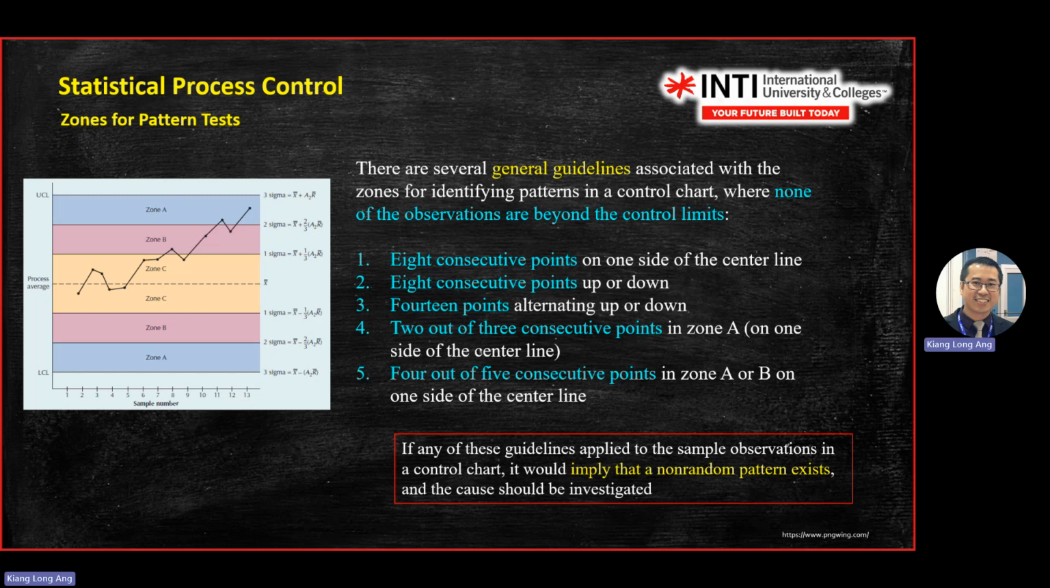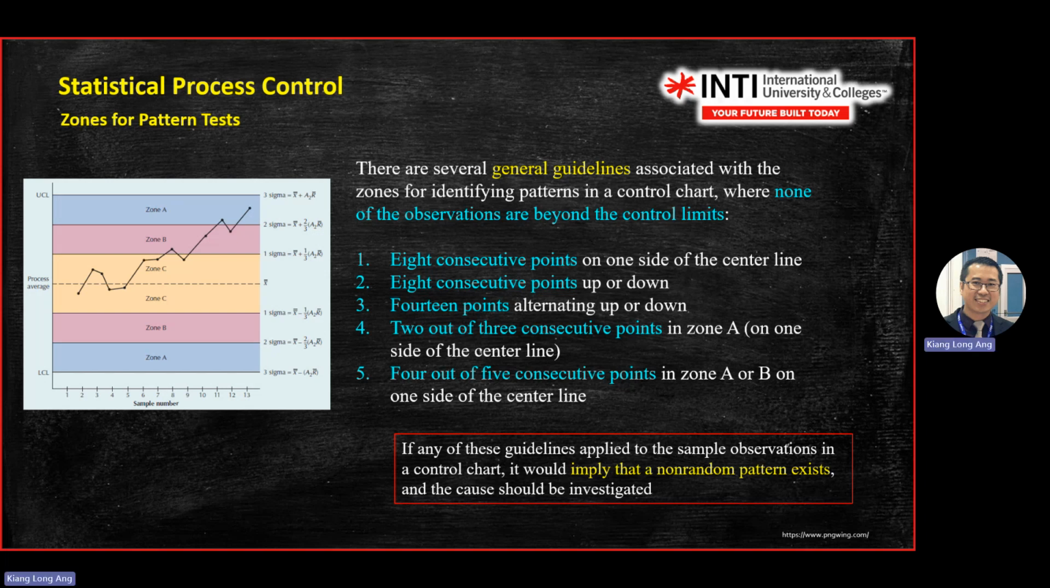2 out of 3 consecutive points in zone A. This is zone A here. 2 out of 3 consecutive points means you have 3 points here, 2 out of 3 in zone A. They must be consecutive, like 3 points like that. 1, 2, 3. And then something happened, non-random.